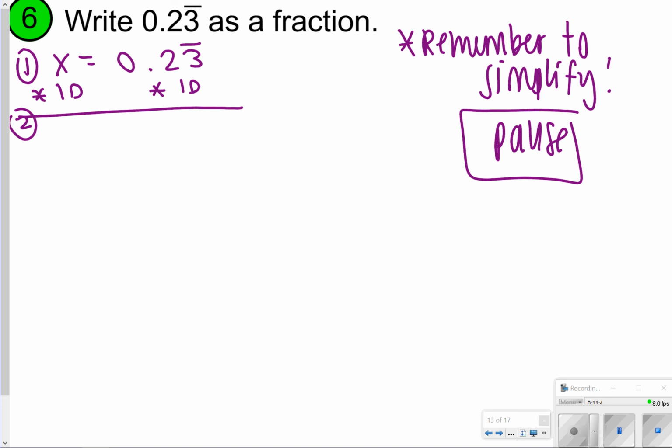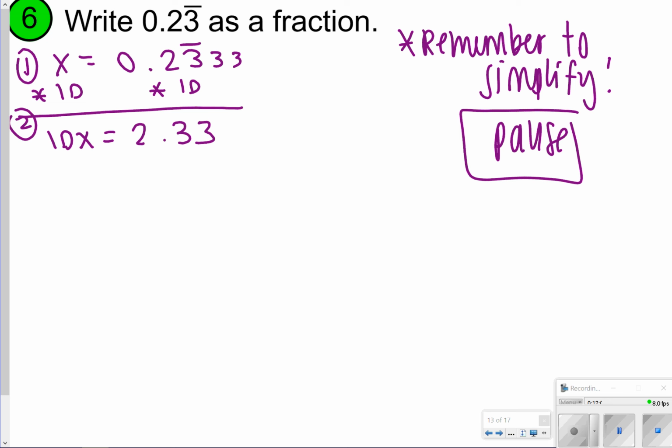Okay, that's going to give me 10x is equal to 2.3. And I'm going to also, since this 3 keeps going, I'm going to say 2.33, okay? And that'll make sense here in a moment.